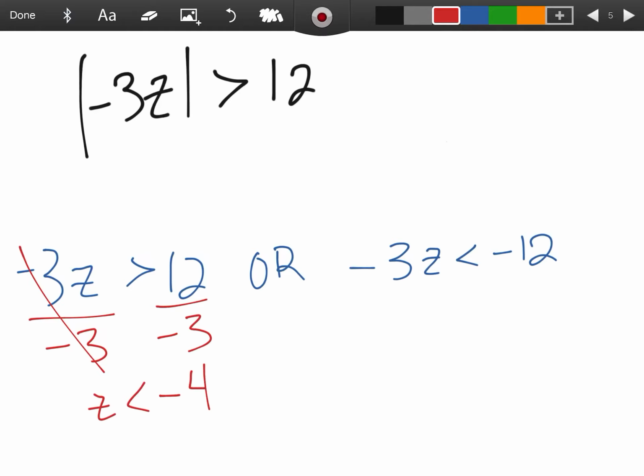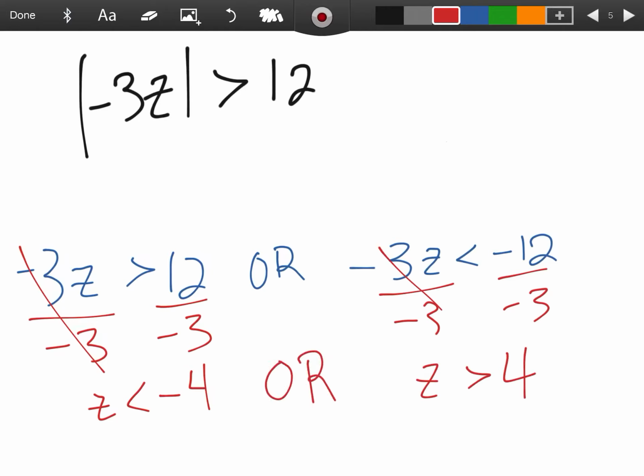And in this other one, I'm going to do the same thing. I divide the left and right by negative 3. I'm dividing by a negative, so I need to flip the sign. And I get z is greater than 4. So either z is less than negative 4 or z is greater than 4.